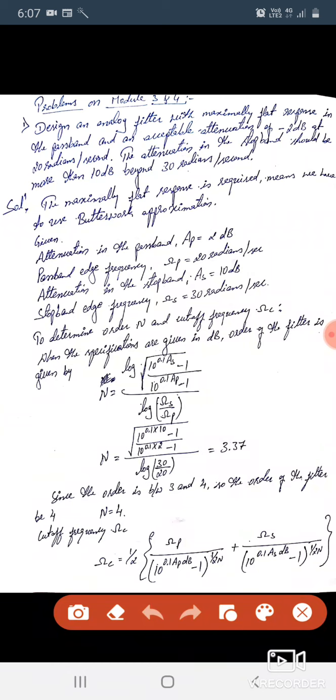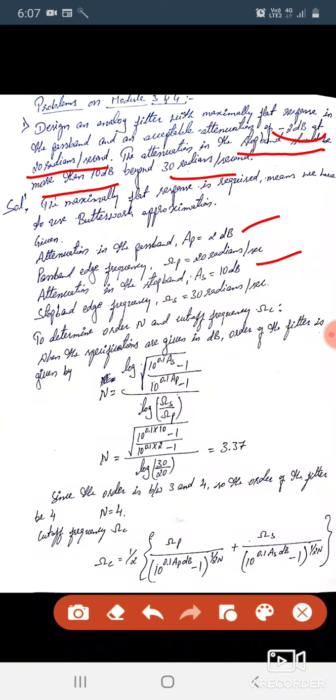What are the given points? The attenuation in the pass band is Ap equals 2 dB, and the acceptable attenuation at the stop band is at 20 radians per second, and the stop band attenuation should be more than 10 dB beyond 30 radians per second. Okay, these are the given information.